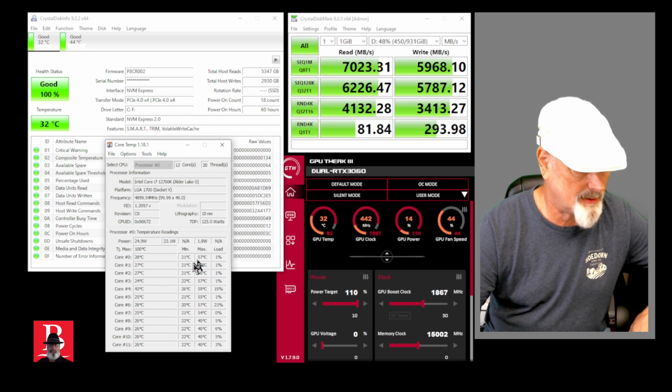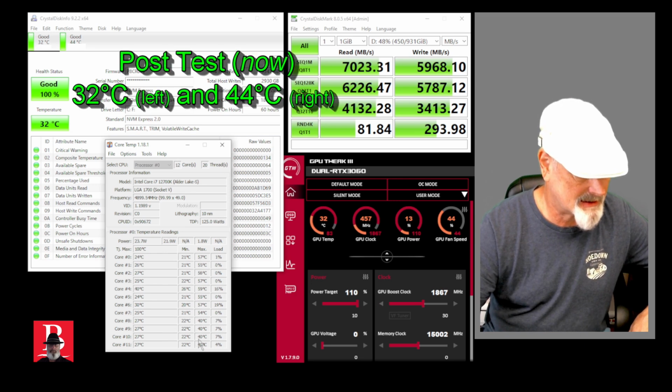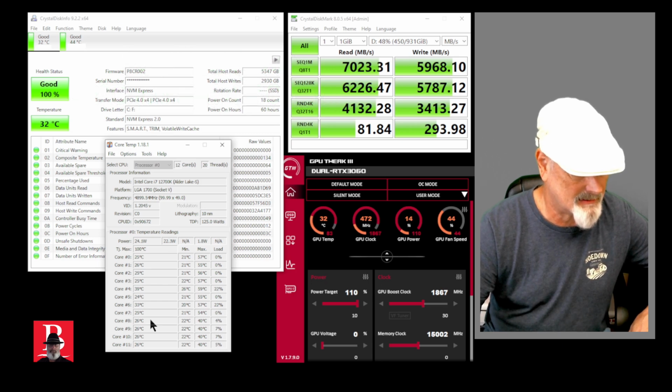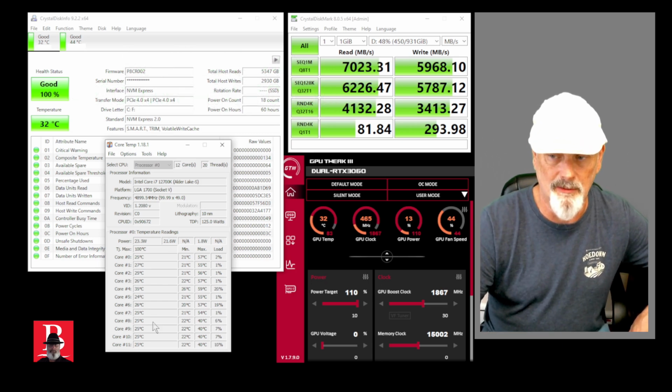We see the CPU temperatures did not break 60, doesn't look like anywhere near max during this time, and at idle we are pulling 24 watts. We're running in the 20s on the CPU.